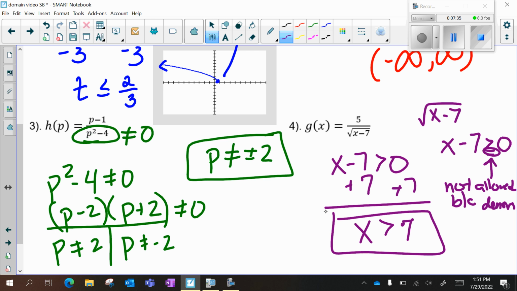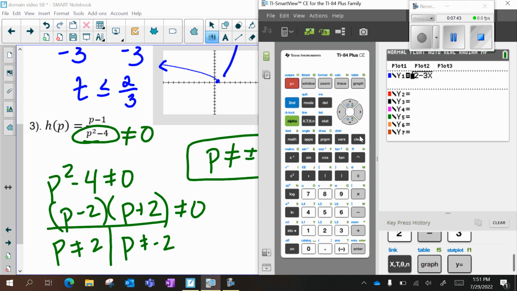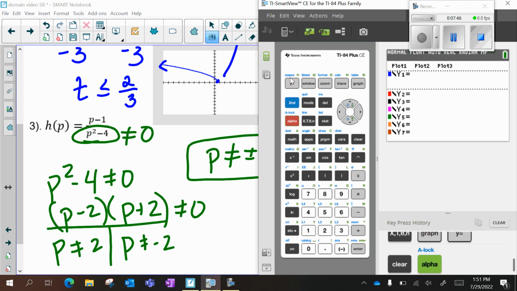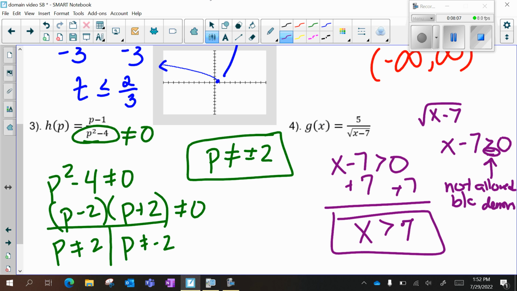And once again, here's another one. We'll just check this one out so you can see what this looks like. It was 5 over radical x minus 7. So looks something like that if you wanted to zoom out, of course, but it's going to be greater than 7. It's never going to go to the left of 7. And if you wanted to put this in interval notation, it would be 7 to infinity. Notice how I have a parentheses here, not a bracket, because it does not equal.